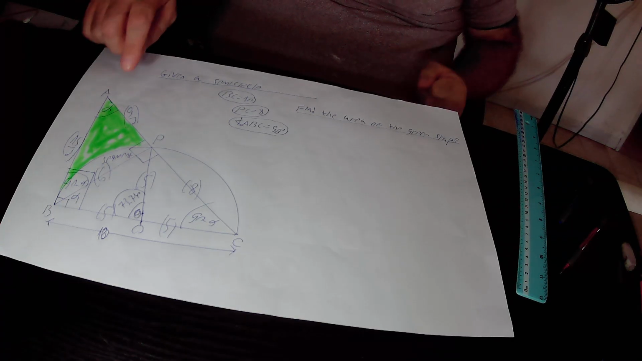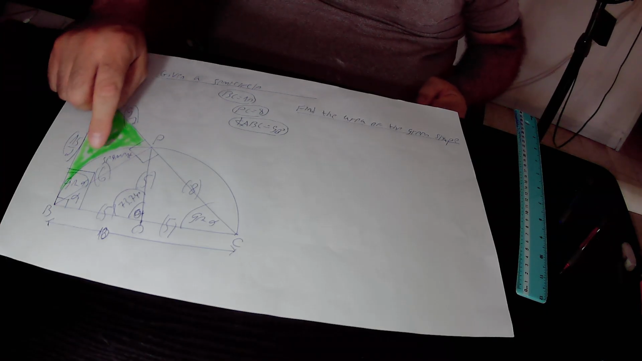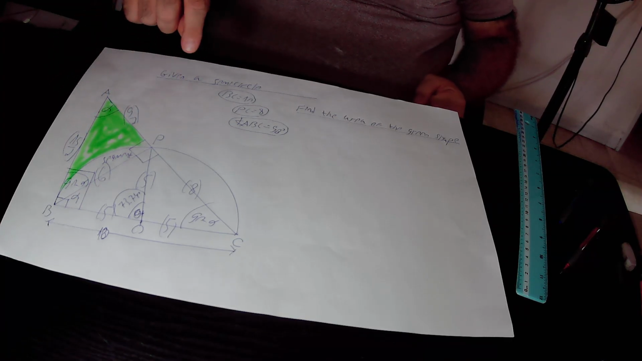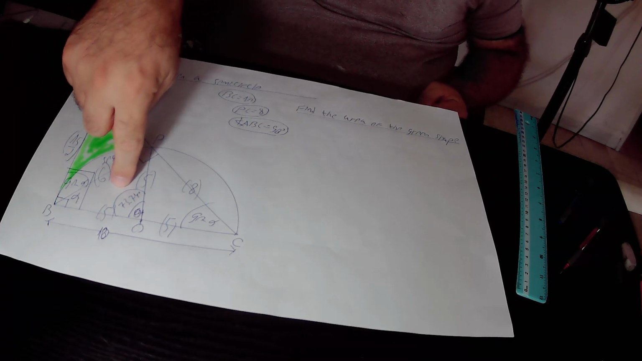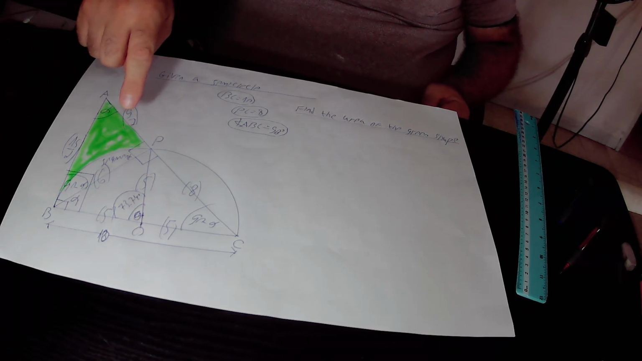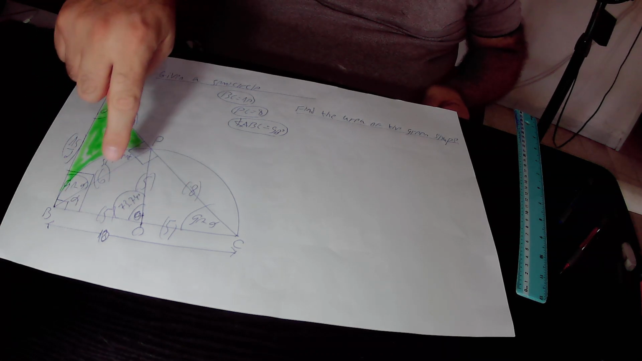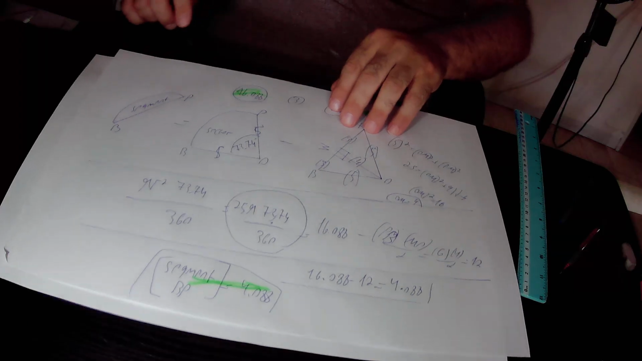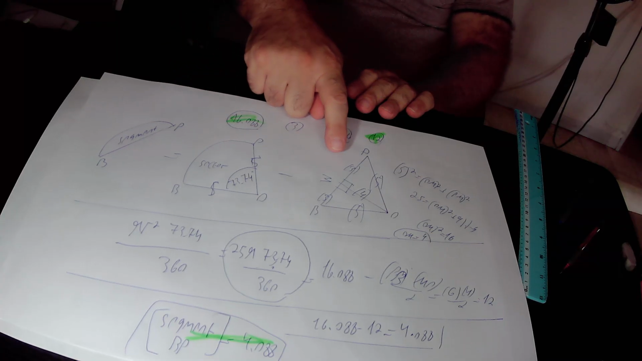Our task is to find the area of this green shape. In order to find the area of this green shape, we have to find, first of all, the area of this segment BP. So what is the area of segment BP? The area of segment BP equals the area of sector BOP minus the area of this triangle BPO.